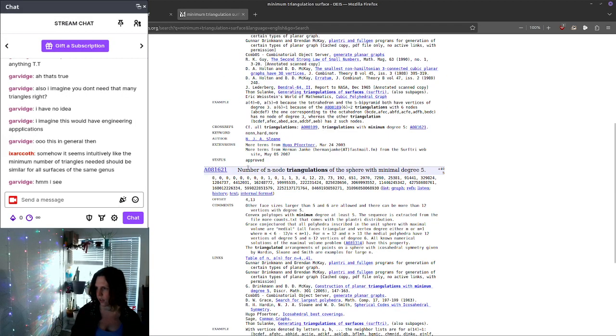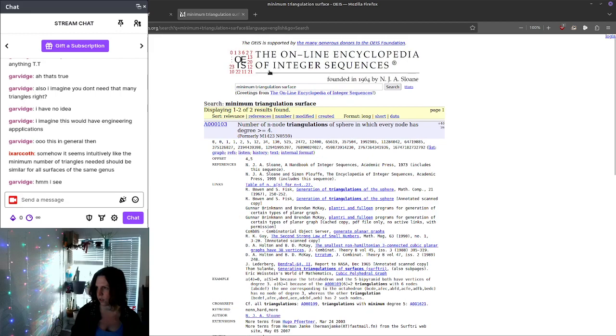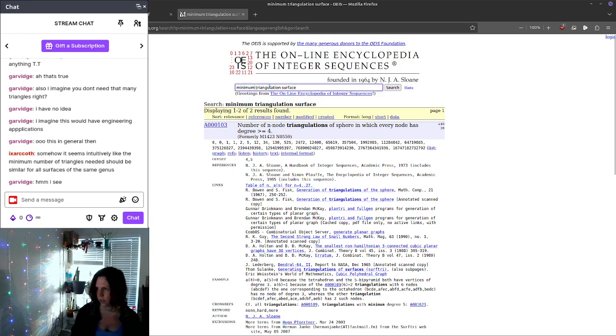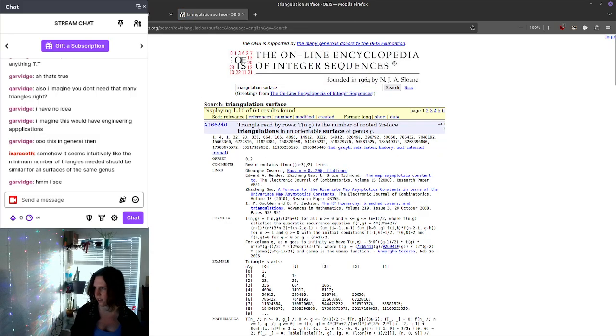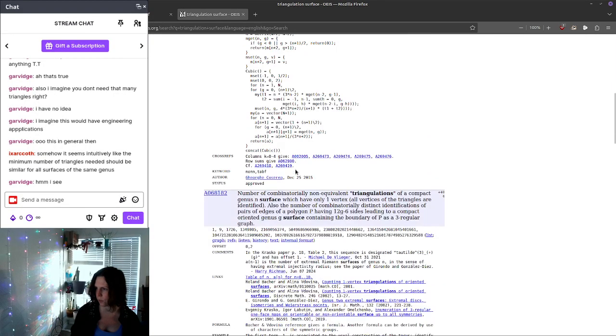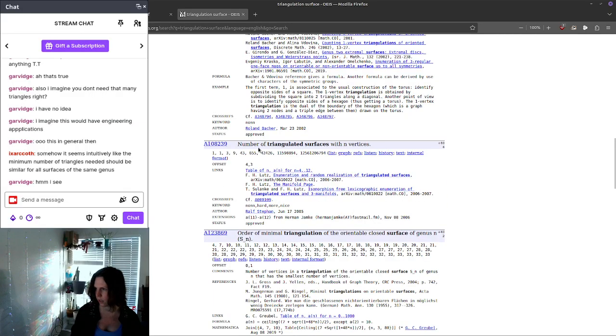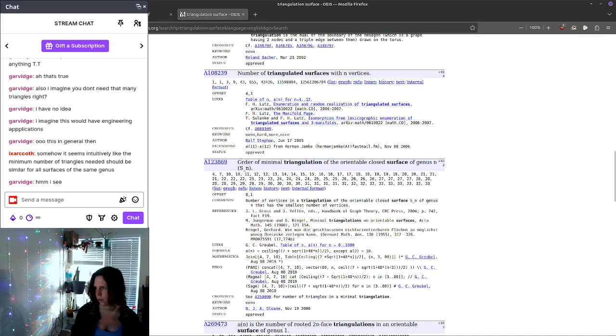Triangulations of sphere. Okay, only two things that are triangulations. Let's see. The number of rooted 2n face triangulations of an orientable surface of genus g. Number of combinatorially non-equivalent triangulations of a compact surface that have only one vertex. Okay. Triangulated surfaces with n vertices. Order of minimal triangulation of the orientable. Okay, here we go.